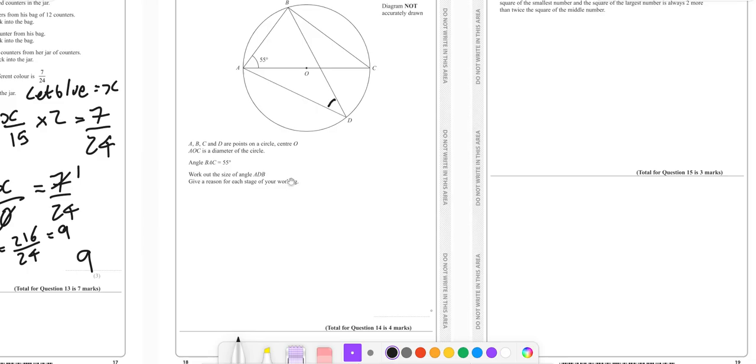Because that is a diameter, that is a right angle. So angle ABC equals 90 degrees as, technical word is subtended from a diameter.